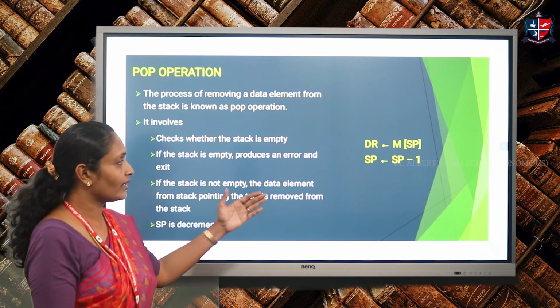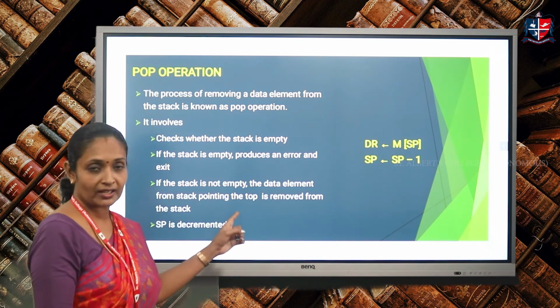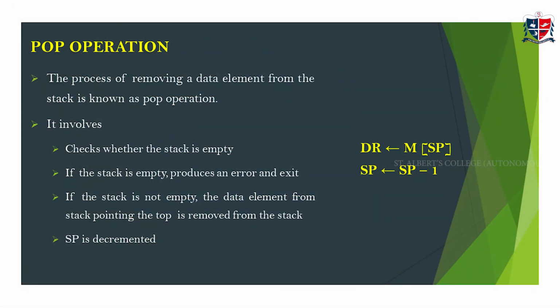And it is written like this: the data at the memory address of the stack pointer is shifted to the data register and the stack pointer is decremented. That is, SP gives SP minus 1. So in this way, we can perform the pop operation, that is, we can remove an item from the stack.